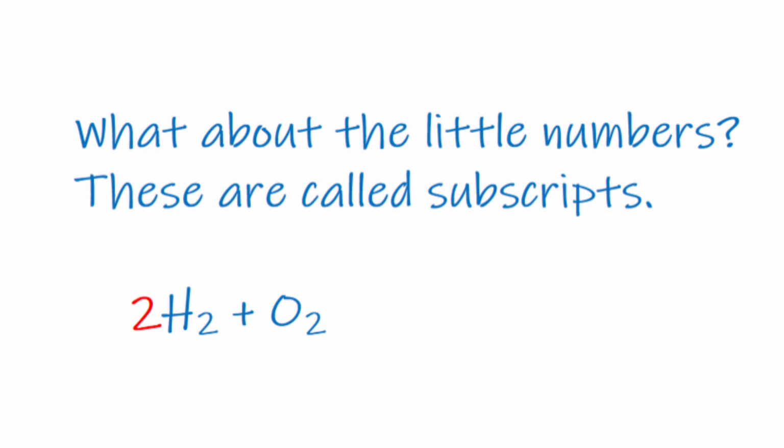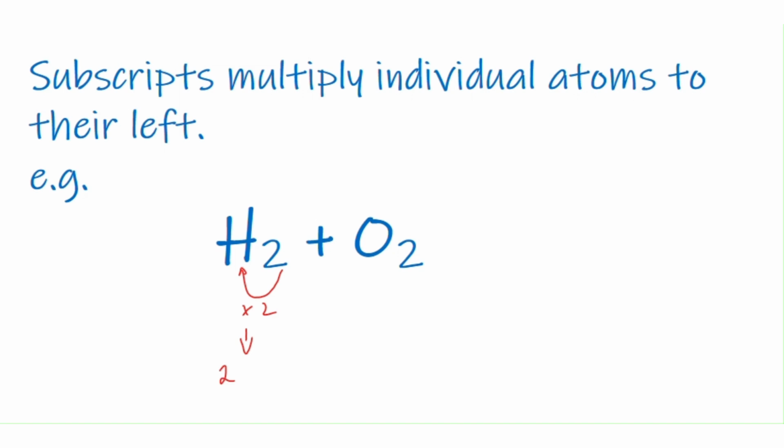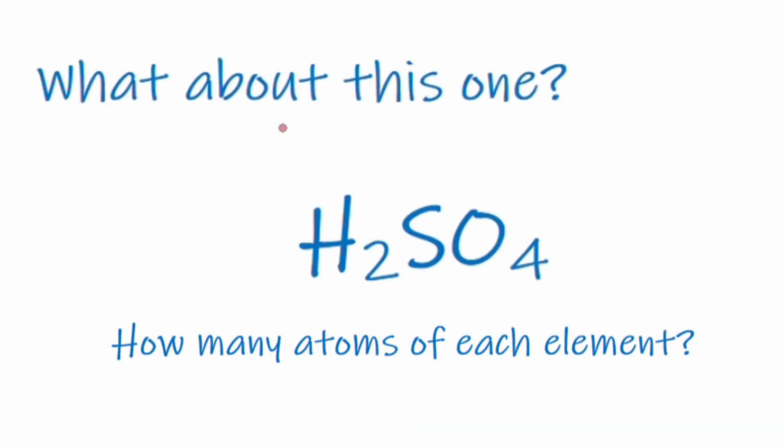So what do the little numbers mean? The little numbers are called subscripts, and these multiply individual atoms or groups, as you'll see in a minute, immediately to their left. So if you look at this example here, we've got H2, so that 2 is multiplying the hydrogen, giving 2 hydrogens. And then the 2 next to the oxygen means we've got 2 oxygens.